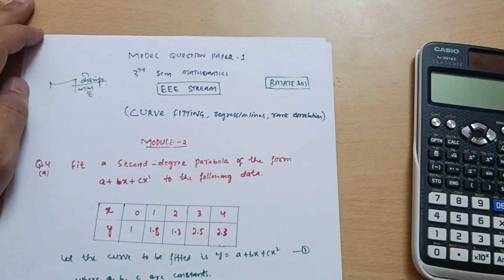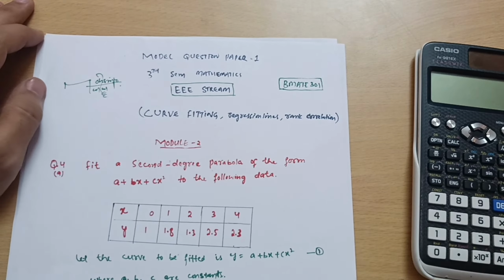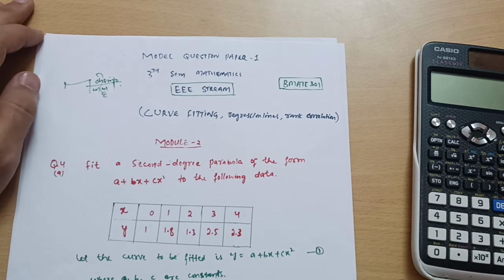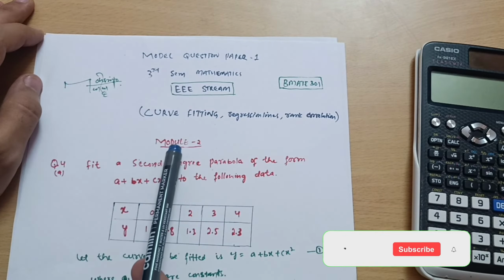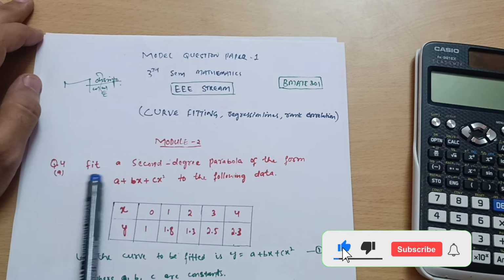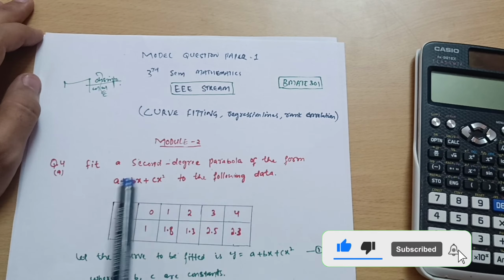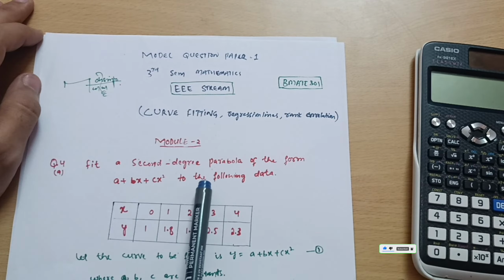So far we have discussed the varieties of problems from the model question paper for the mathematics subject, EEE stream. Subject code is BMATE301. Today I will discuss model 2, question number 4a. Fit a second degree parabola of the form a plus bx plus cx square to the following data.